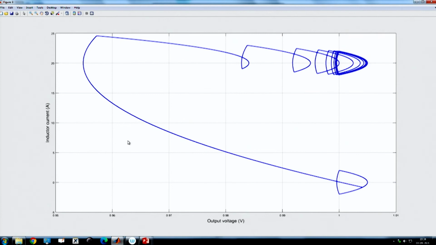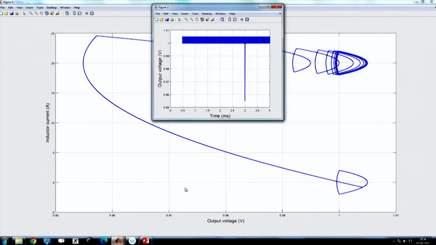Now this is the phase plane behavior. This is my output voltage axis, and I am not considering any integral action. You can see it goes through a first transient here, this is the inductor current, and then it takes multiple switching cycles before coming back.